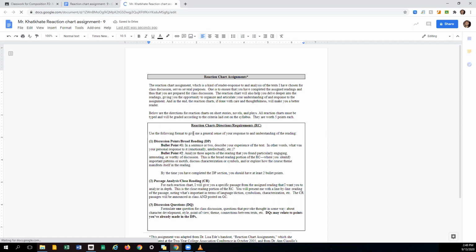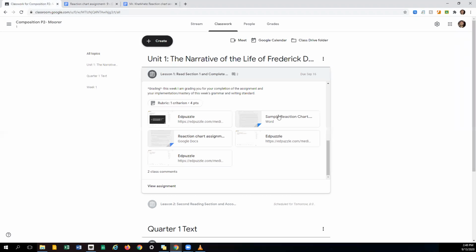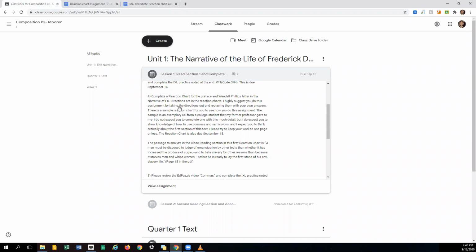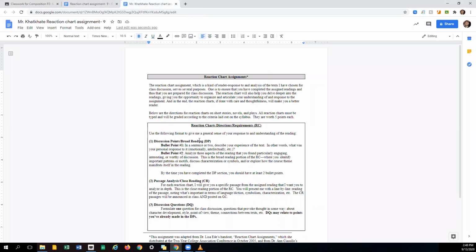From here, we go back to the instructions. It says, I highly suggest you do this assignment by taking the directions out and replacing them with your own answers. There's a sample reaction chart you can look at to get some ideas. I'm going to walk you through a little sample myself here. This first part I'm skipping because you will probably have read that. Use the following format to give me a general sense of your response to and understanding of the reading.